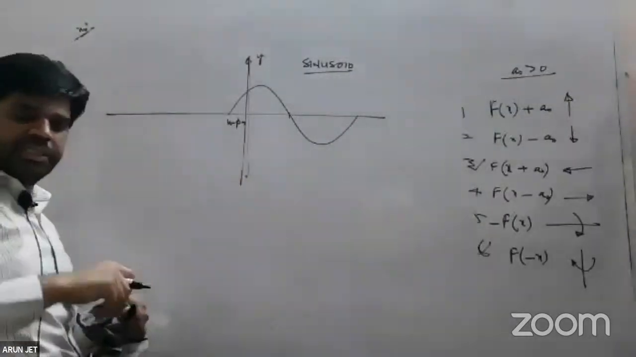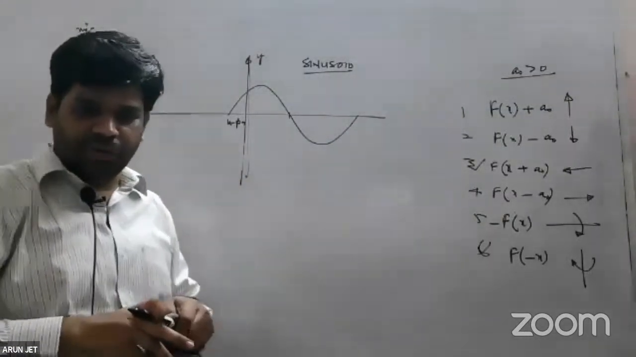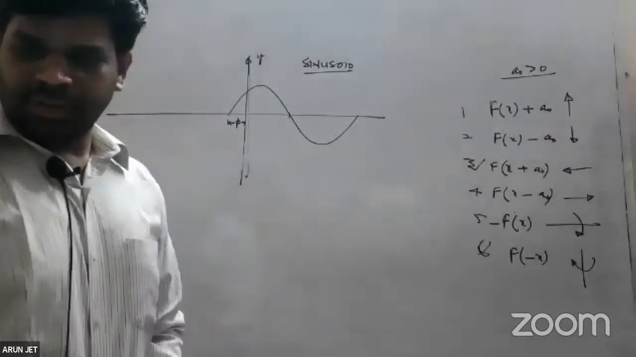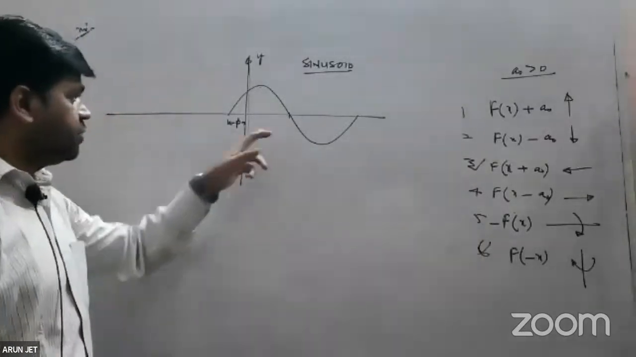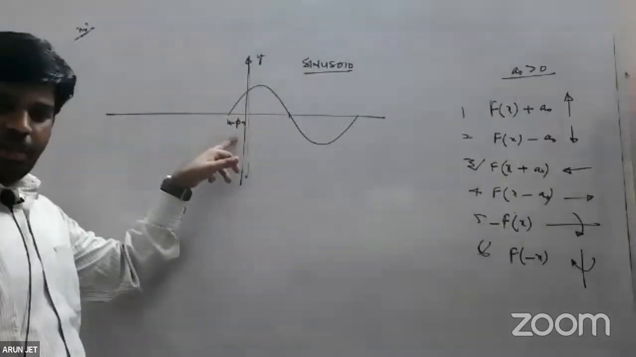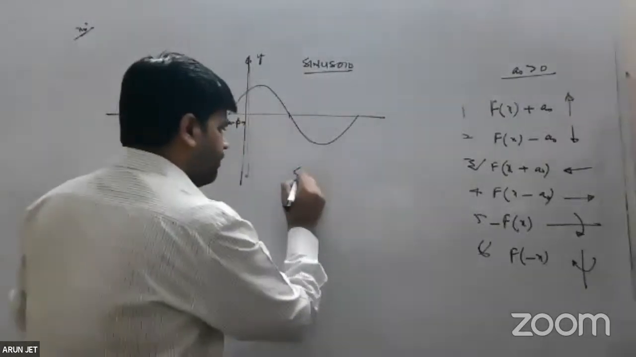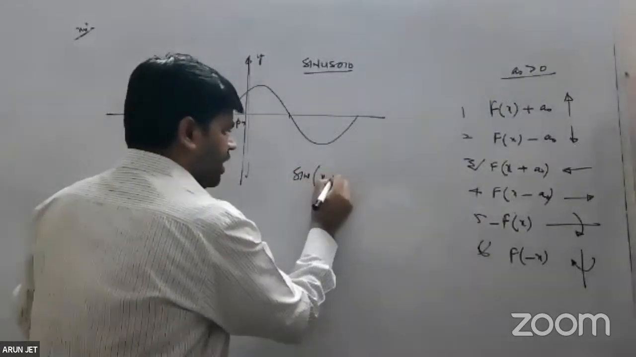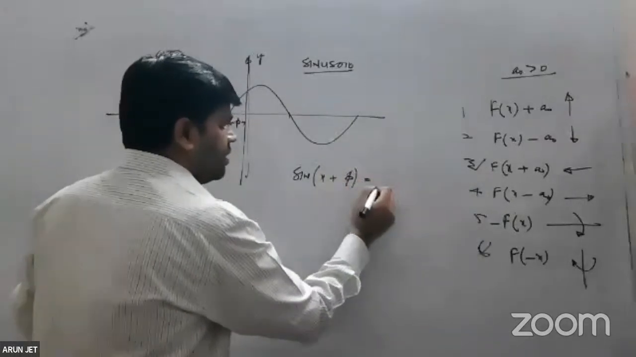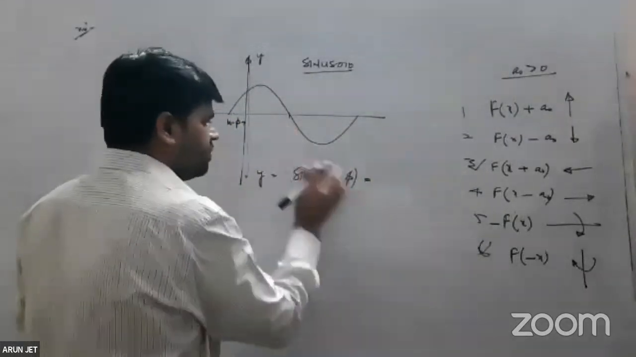Now this sinusoid, I want to get this transformation from the sine function. So how do I get it? I should push this sine towards left by phi. So that would be sine of x plus phi is my sinusoid. So the equation of this is this.